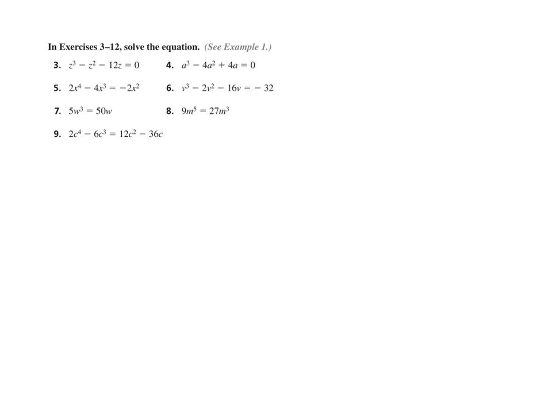This is number 9 on 4.5, day 1. So we need to solve the equation, and what we need to do first is set it equal to 0. So we're going to subtract 12c squared and add 36c to both sides, just to set it equal to 0. And then make sure it's written in standard form. So we have 2c to the 4th minus 6c cubed minus 12c squared plus 36c equals 0.